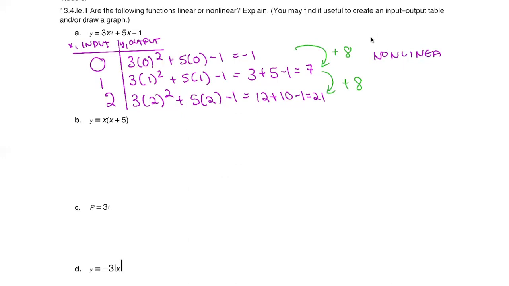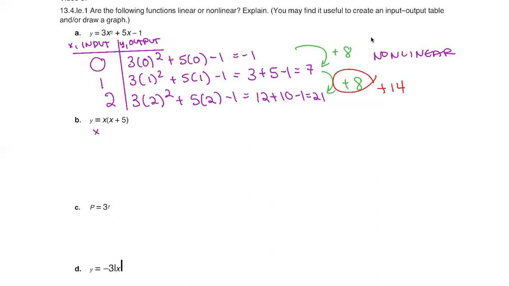And that's because consistent inputs with the same jump spaces did not have consistent outputs. In fact, here we had plus 14, which is different than plus 8. Moreover, there's a 2 on the exponent of one of the variables, and linear functions don't have exponents of 2. All right, well, let's take a look at the next one.